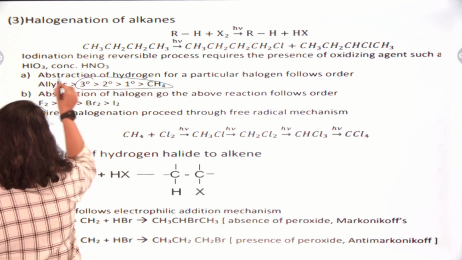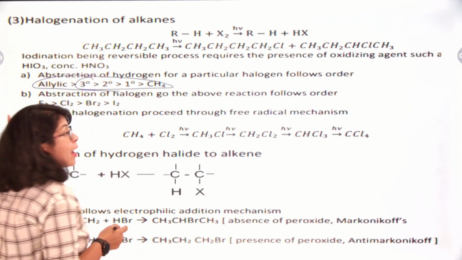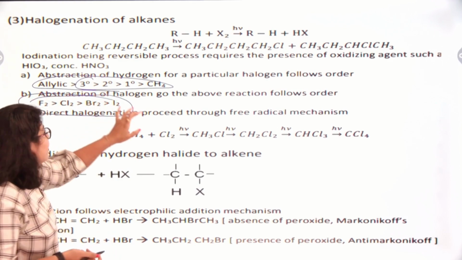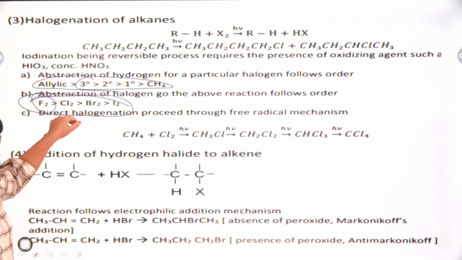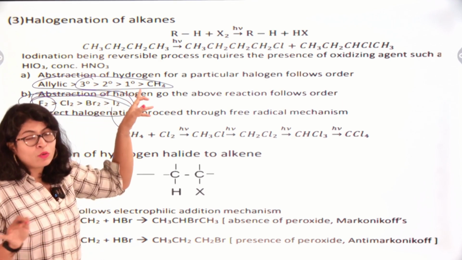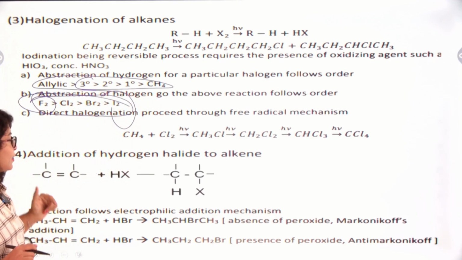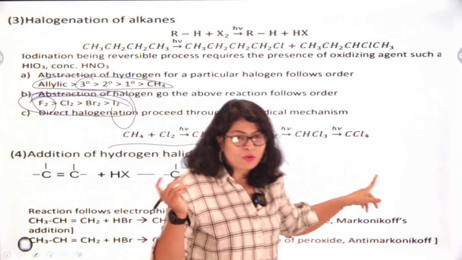This is the order of reactivity for this reaction, and the order of reactivity of the halogens is F2, Cl2, Br2 and I2. The reaction with fluorine is so fast that we usually don't carry it out, and that with iodine is very slow. So the ideal method is for preparation of chlorides and bromides. The next method is direct halogenation, again a chain reaction only.